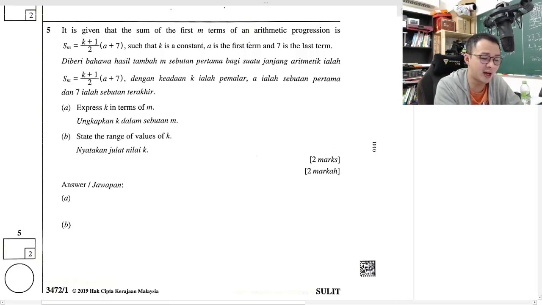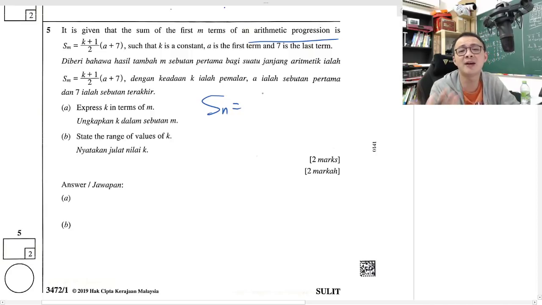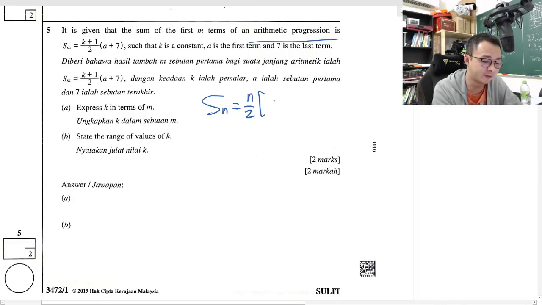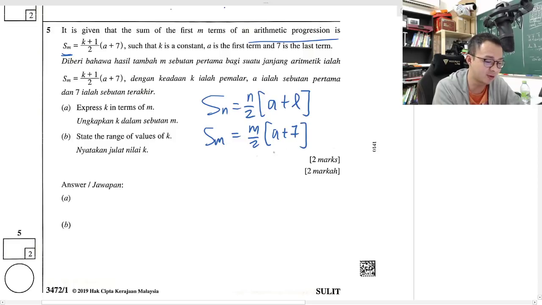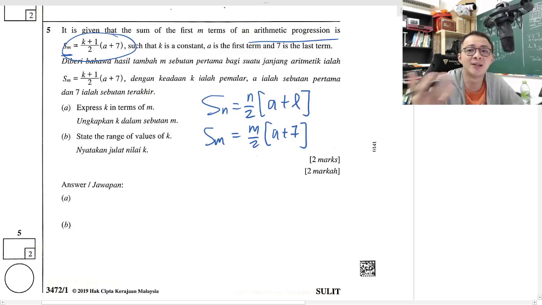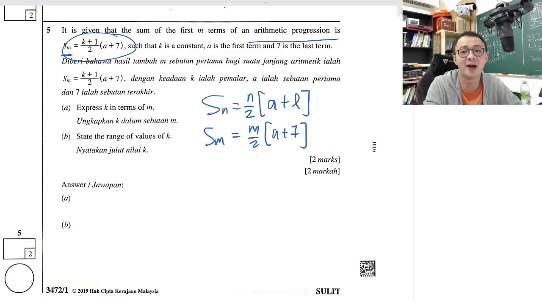For arithmetic progression, we have a formula for Sn, right? Because I don't have the common difference, I only have the first term and last term, so I'm going to use this formula, n over 2 times first term plus last term. So we have Sm here. I'm going to substitute this formula into the Sm. So Sm becomes m over 2, and then the first term will be a, last term is 7. I need to make a connection between m and k so that I can make k in terms of m.